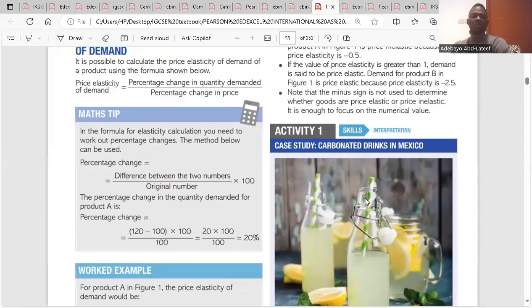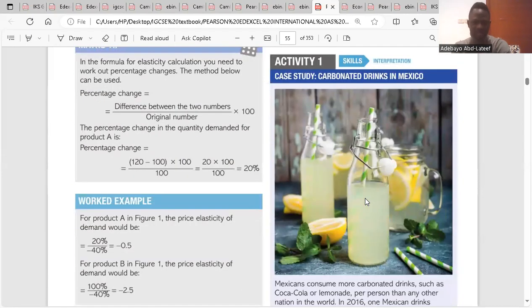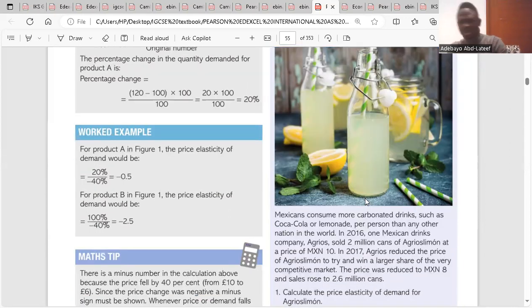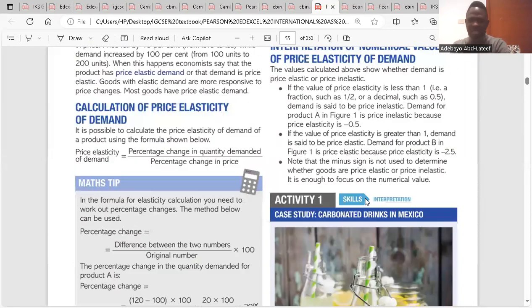Here we have a change. For product A in figure 1, there's a reduction in price from 10 to 6, and the quantity demanded increases from 100 to 120. So price elasticity is done. I think it's clear.